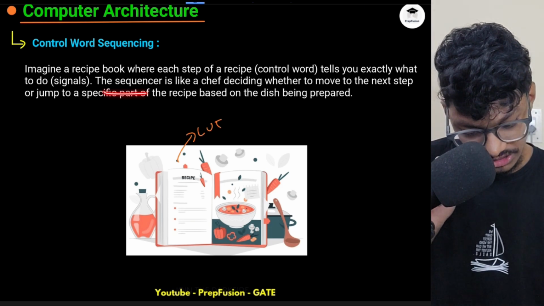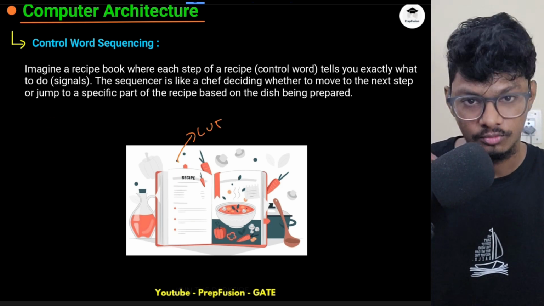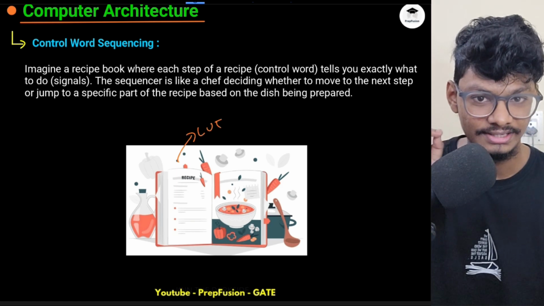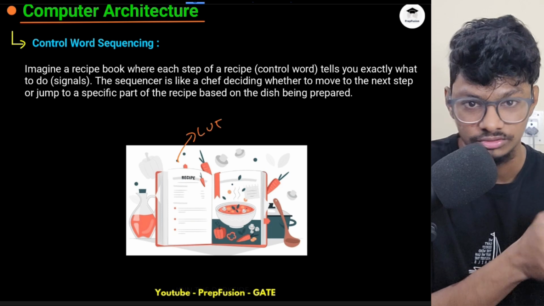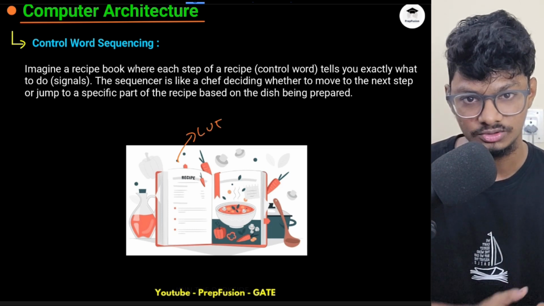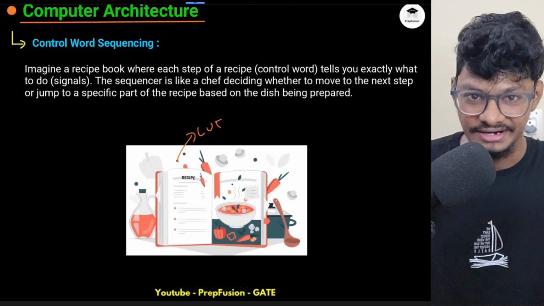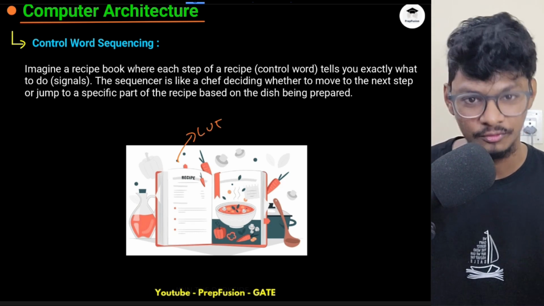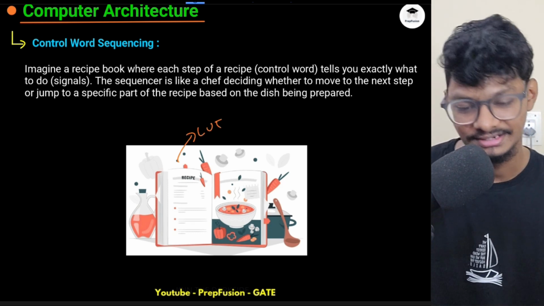But the sequencer is like a chef deciding whether to move to the next step or jump to a specific part. Now you are very rich and you have a personal chef with you, and the chef tells you whether you need to put soya sauce or not, because the chef has so many years of experience. He might have his own recipe, right? So he knows exactly, if I put soya sauce here, will it be best or not? Because obviously the recipe book is available to everyone, but can everyone make good tasting food? No, right? Everyone cannot make that. We have special people like our moms and obviously other people.